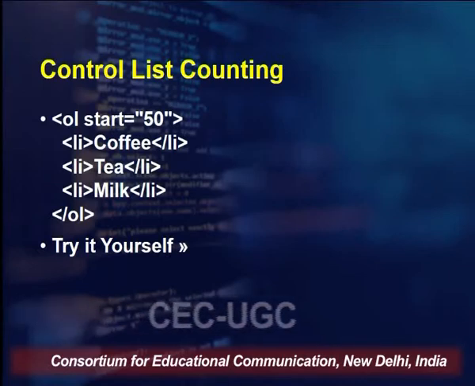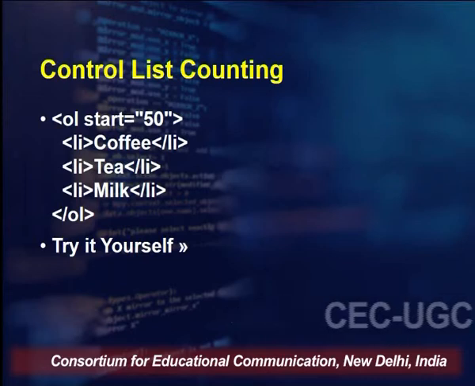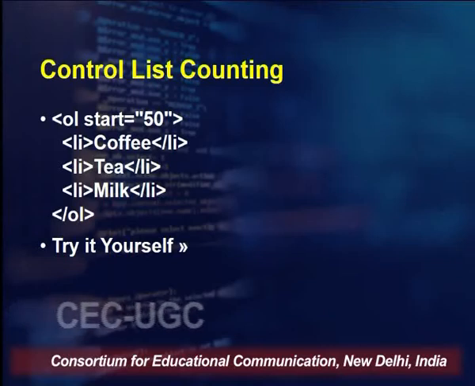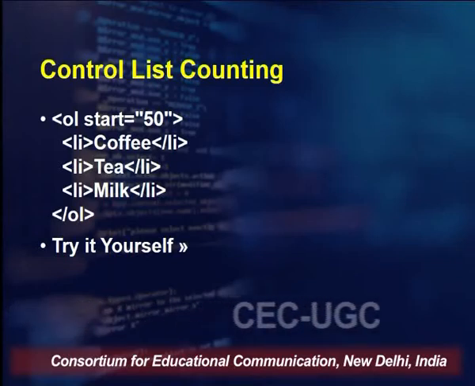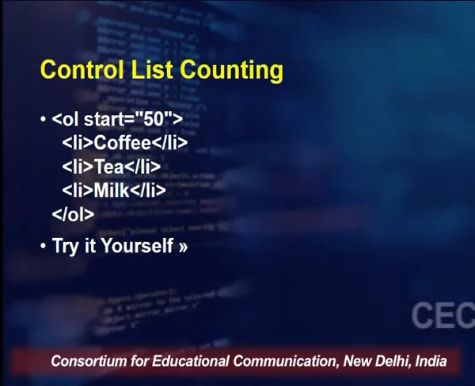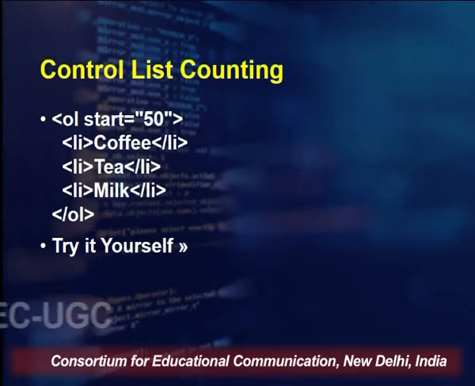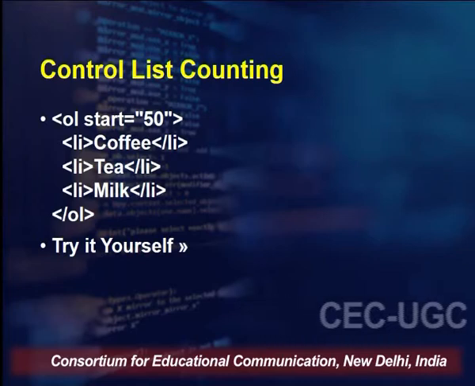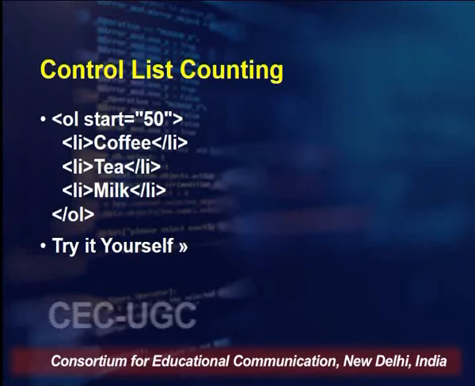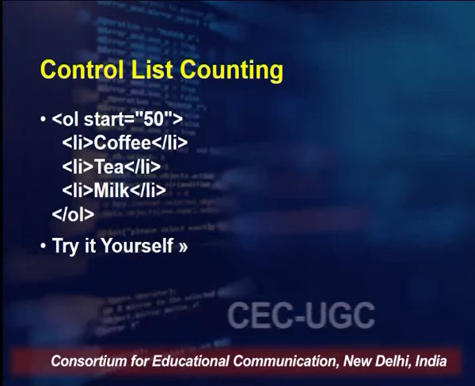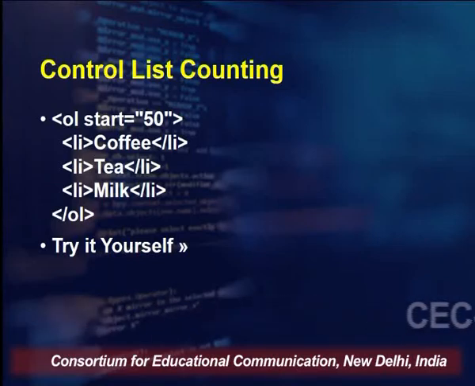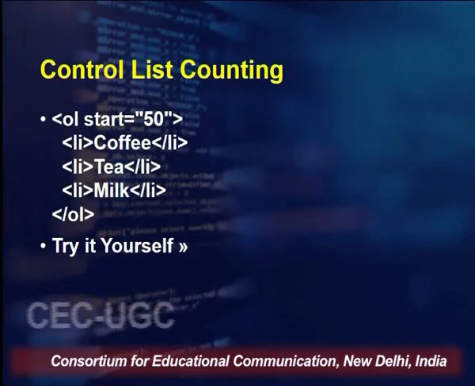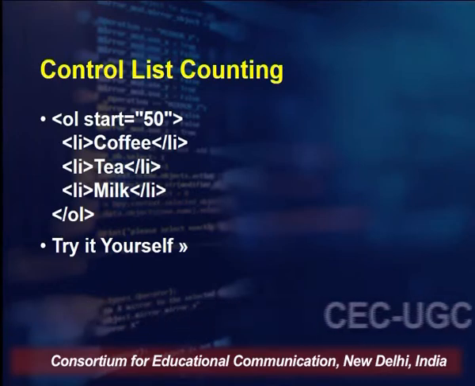So if we need to customize our ordered list like this, that means it should not start with 1. Rather than 1, it should start with any other number. The key attribute which we need to tweak is the start attribute. So we can always write OL start equals 50, or from whichever number you want to start. This is going to give you the output 50, 51, 52. Please try this yourself.